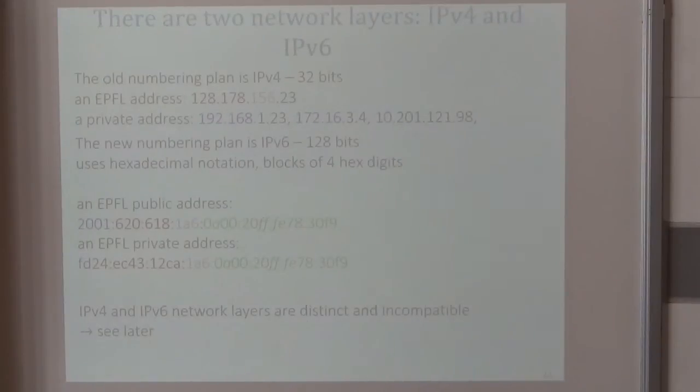4 bits. 1 hexadecimal digit represents 4 bits, but it represents it exactly. It's a number between 0 and 15. There are exactly 16 possibilities that corresponds to 4 bits. So it's fixed format.